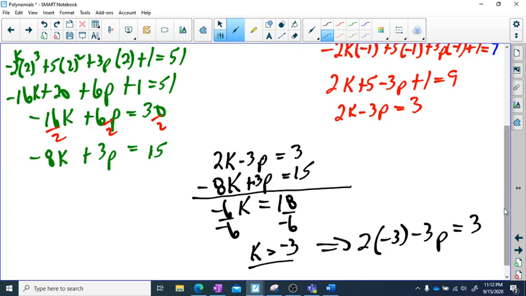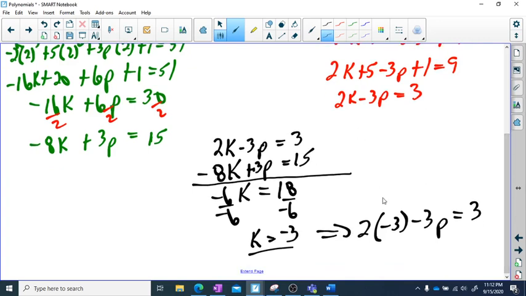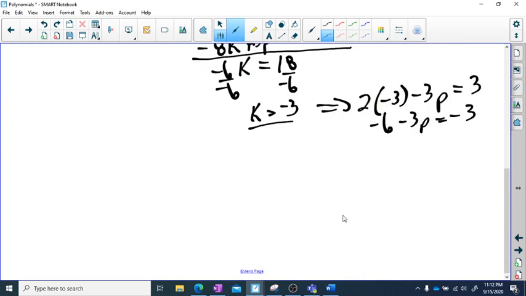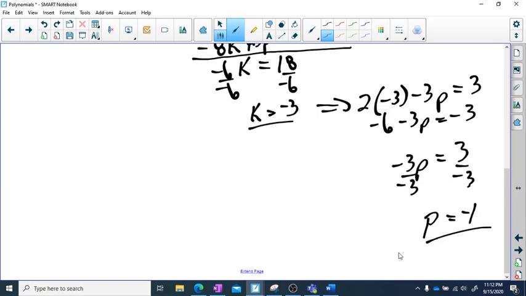That means that negative 6 subtract 3p must be equal to negative 3. Bring your negative 6 to the other side. So that means you're going to add 6 to both sides. That'll give me 3. Divide by a negative 3. P in that case must have been negative 1. There are the two unknowns that I was looking for.